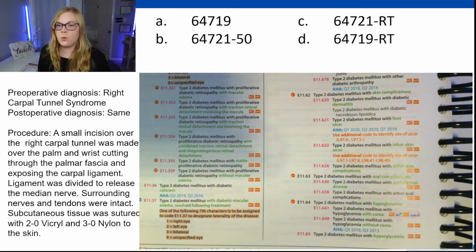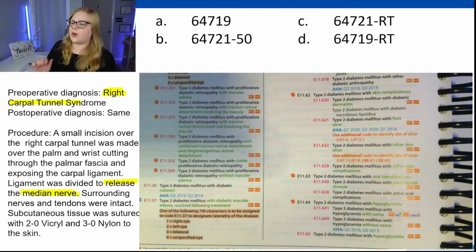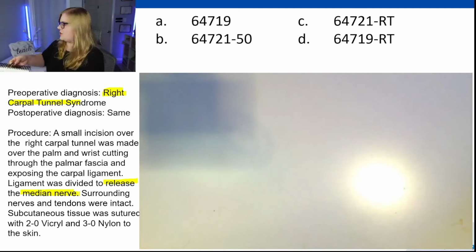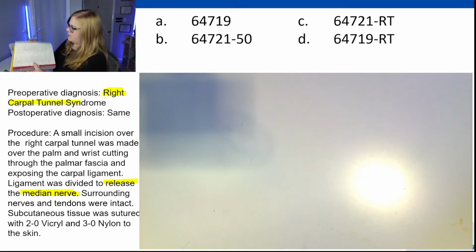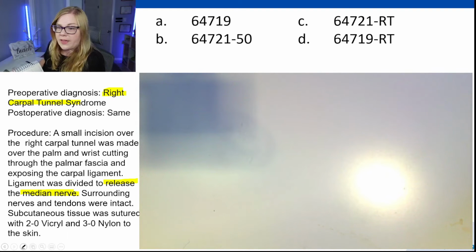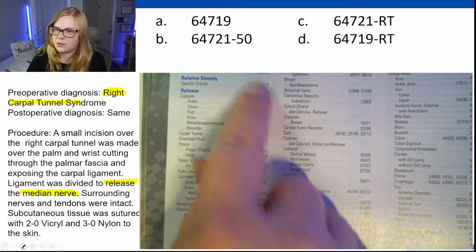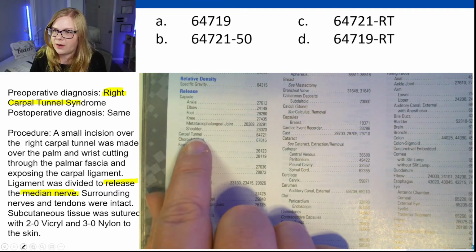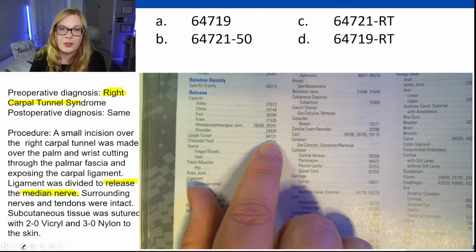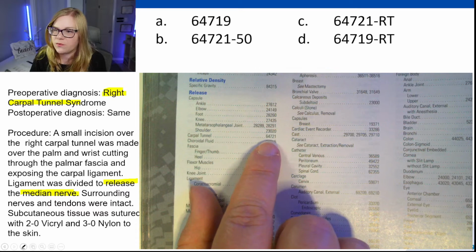So what are the key words that we're going to pull out of here? Well, we're going to pull out here that it is a right carpal tunnel, and they did the release of the median nerve of the right carpal tunnel. So how do we want to try and do this one with our CPT? Do we want to look up release? We could try that. Let's see what happens when we look up release. So if we go under release, right under there is our code for carpal tunnel. So there's no questioning it. That is our right code, 64721.